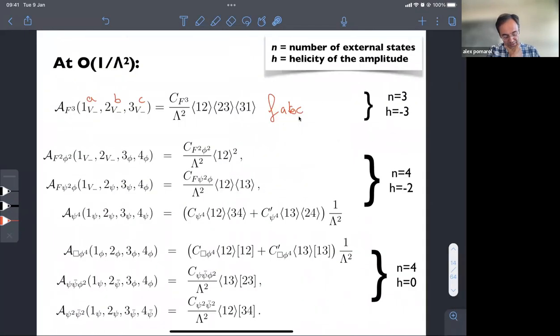Each of these new amplitudes has a coefficient, a coupling, you can call it a Wilson coefficient, in front of it. These are 1 over lambda squared. So this is a new kind of building block. I can build higher point amplitudes with these, so I can use it in my theory at order 1 over lambda squared and calculate different things.